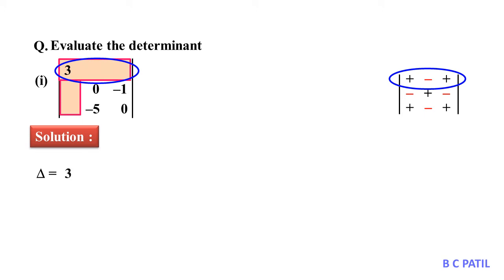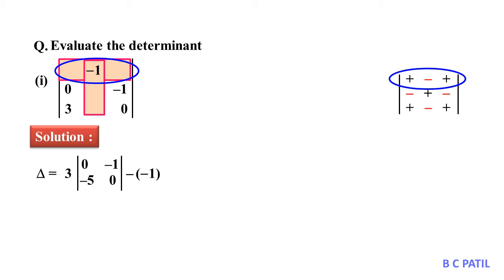Here, we are expanding along R1: 3 into, delete its row and its column element. The remaining elements are 0, minus 1, minus 5, 0. Next element, minus 1 into, your element is also minus 1, so minus of minus 1 into, delete its row and its column element. The rest of the elements are 0, minus 1, 3, 0.